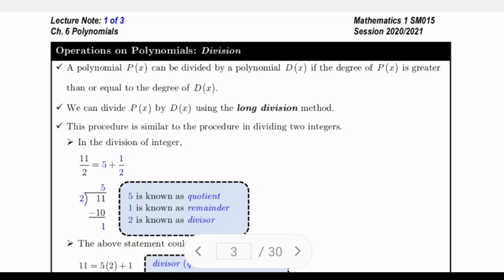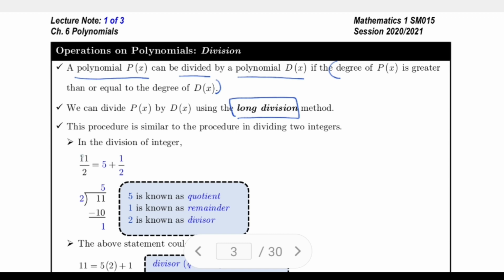Now move to page 3, operation on polynomials, which is division. A polynomial px can be divided by a polynomial dx if the degree of px is greater than or equal to the degree of dx. We can use the long division method. This procedure is similar to the procedure in dividing two integers.